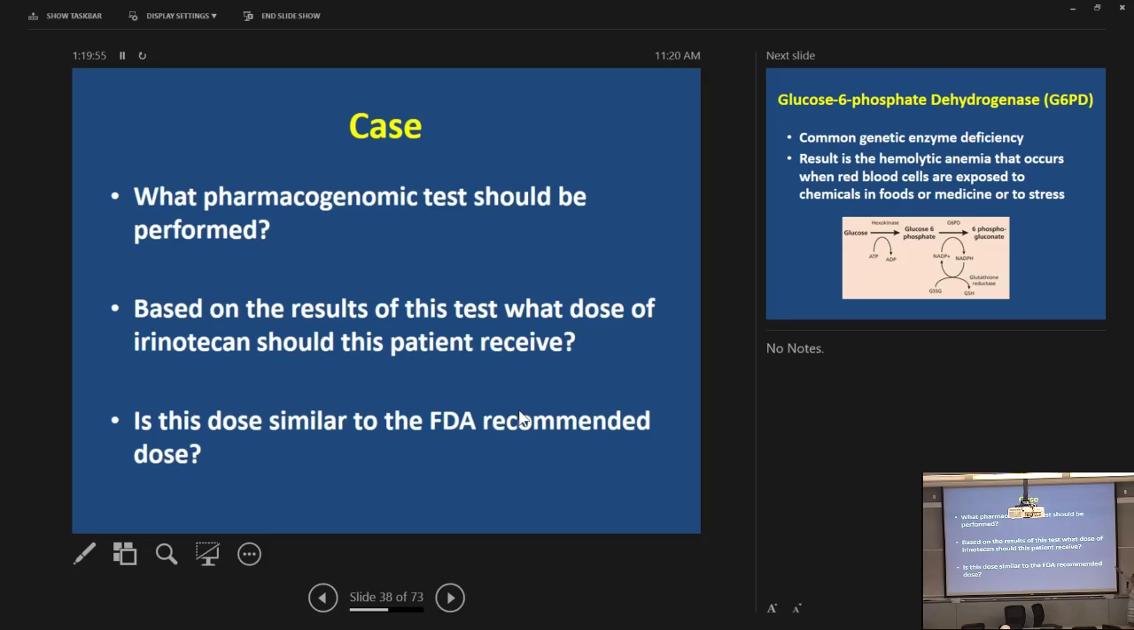All right. So based on the results of the test, what are we going to do? What if he's totally normal, wild type, full-blown metabolizer? No adjustments. What if he's intermediate, a heterozygote? What should we do? Okay. So monitor and maybe think about decreasing the initial dose by how much? About 30%. Okay. What if he's a complete, like no activity, low to no activity? Should we give him single agent irinotecan?